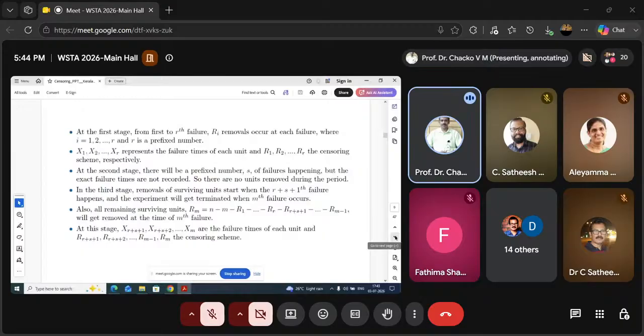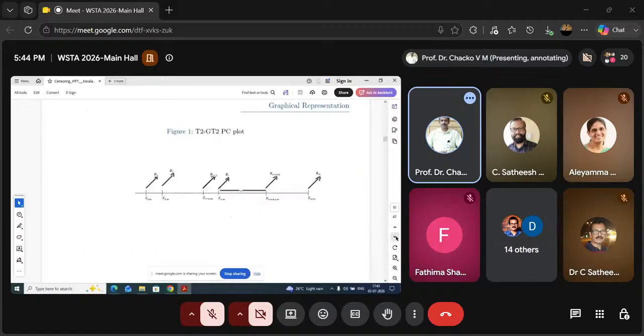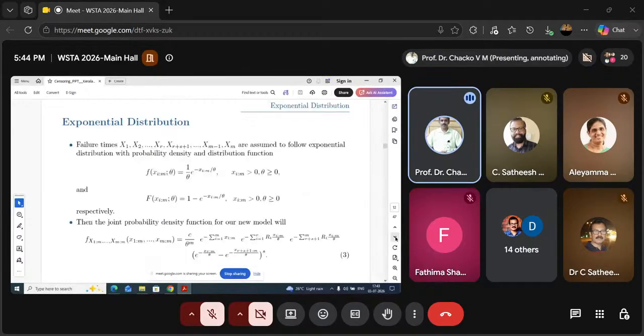This is the picture. At the first failure, we will remove R1. Then only we can estimate. At the second failure, we will remove R2, and at the rth failure, we will remove Rr. So this is the joint likelihood function. And after that, the constant is given like this. So that is the model. We will have some failures, but the exact times are not known, and that is the data. Now, we can do estimation, testing and inference. We concentrate only on the estimation problem.